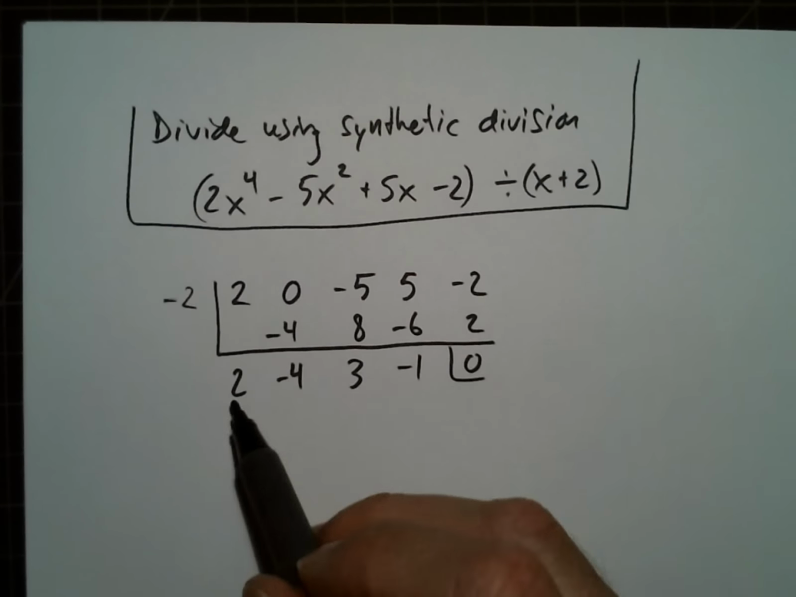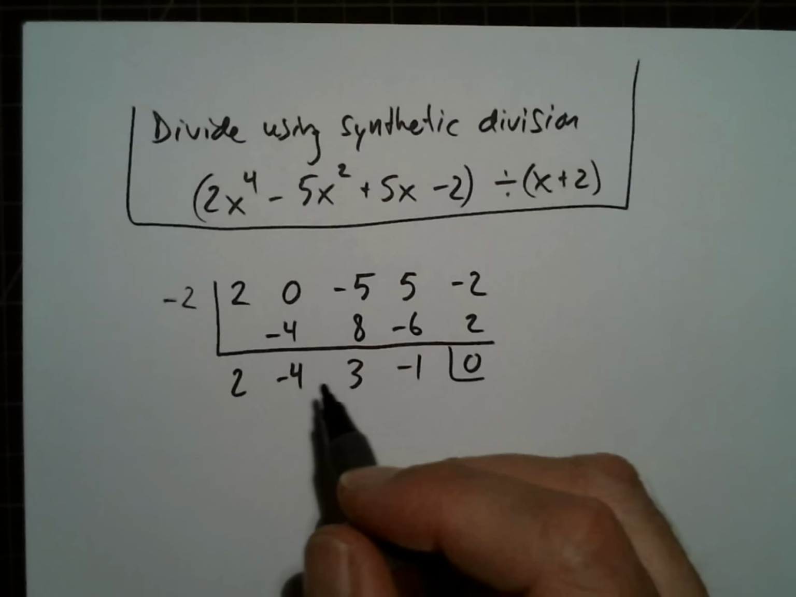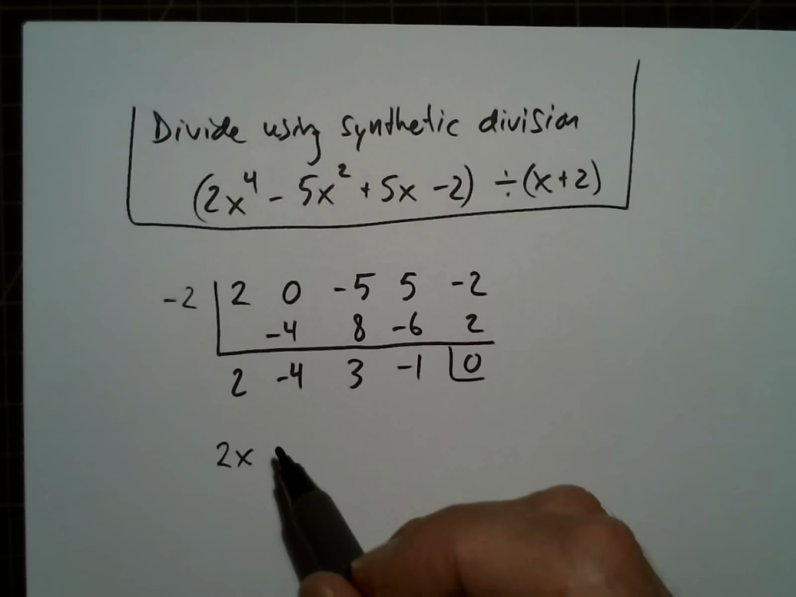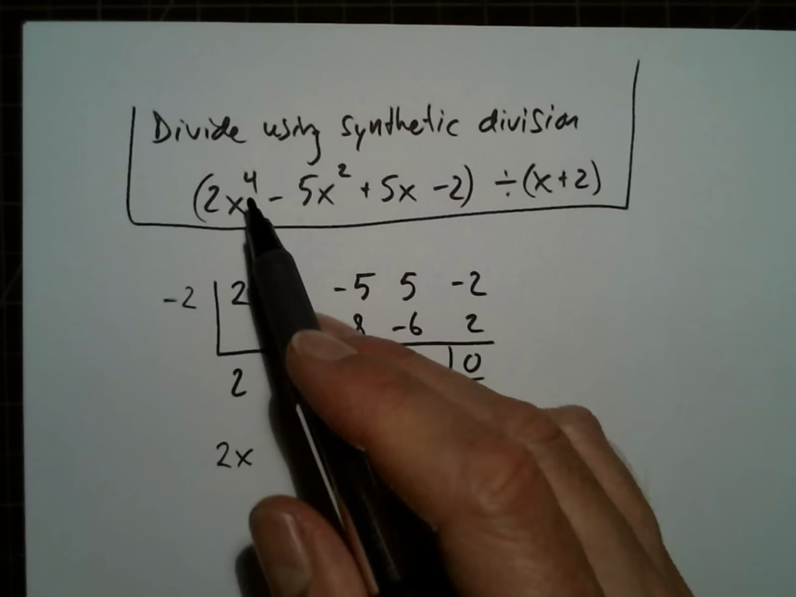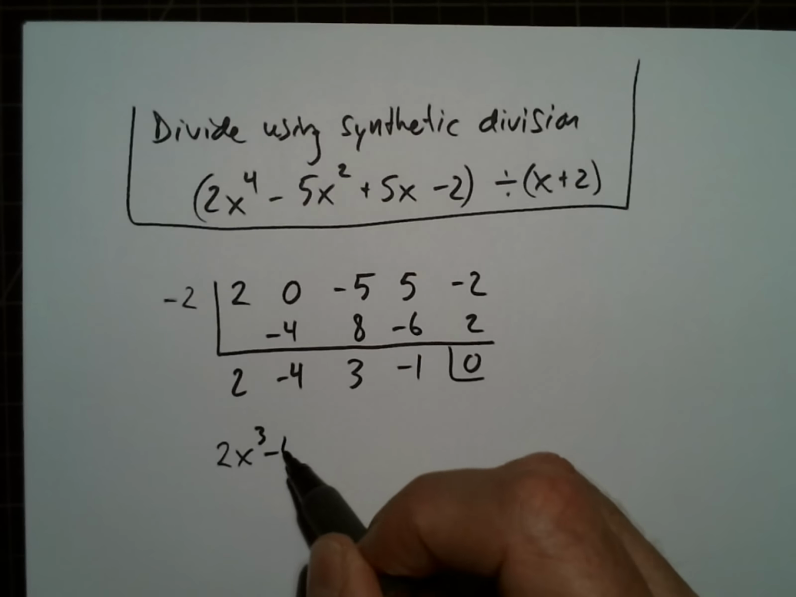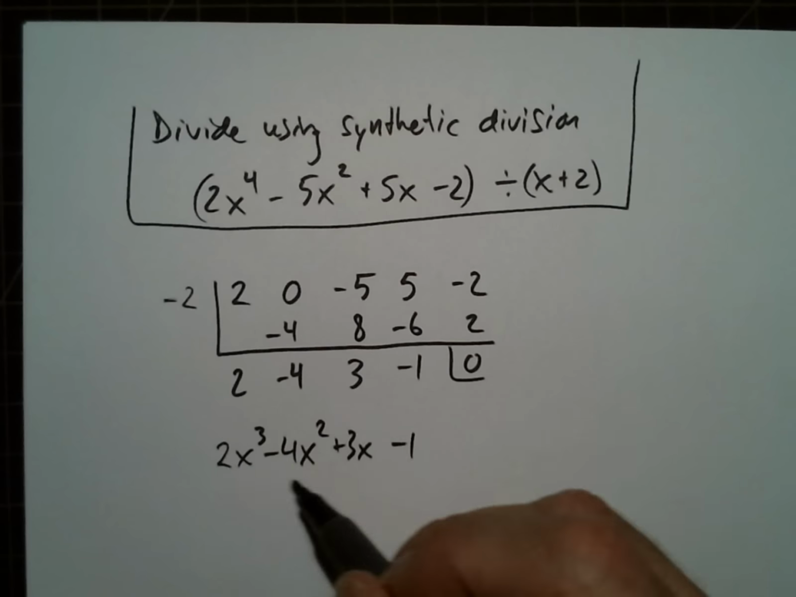So these numbers are the coefficients of the quotient. If we divide x to the fourth by x, then we're left with x cubed. So we know that's an x cubed, and then that'll be squared. So we know that is the quotient.